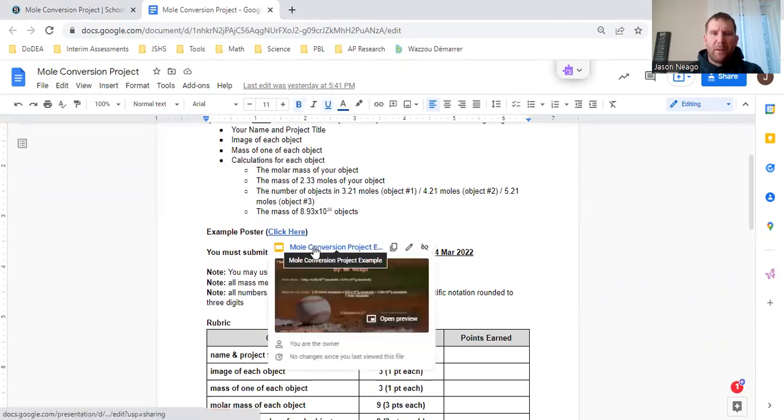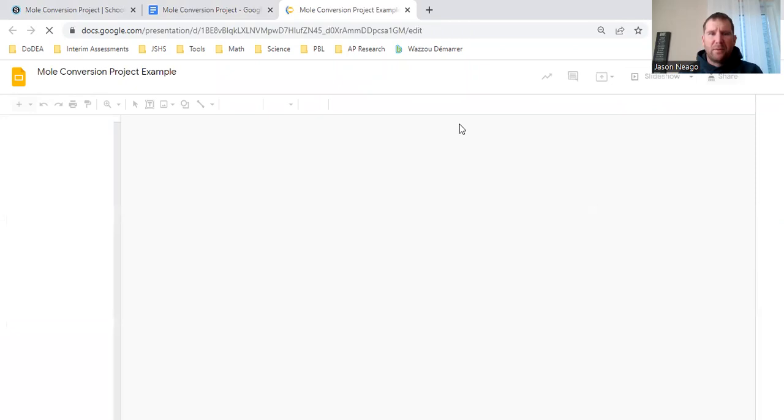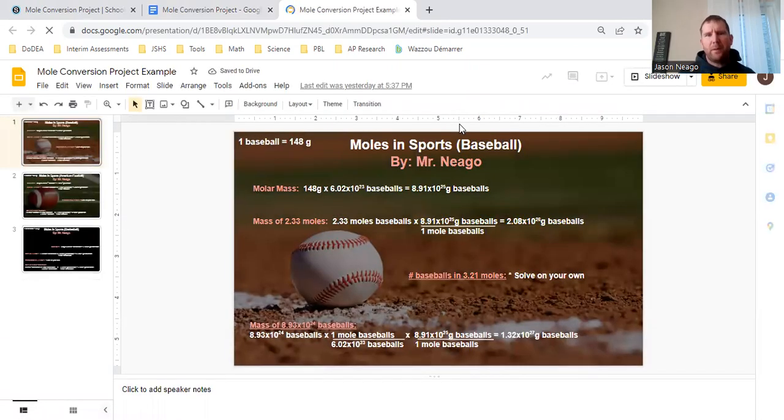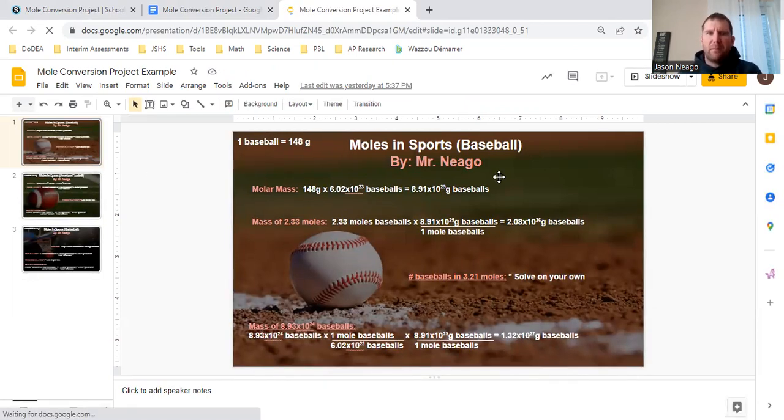Here's an example that I created and you have access to as well. So I chose to do mine using sports equipment. I have three different types of sports equipment: baseballs, American footballs, and basketballs. If I look through this and you look at the rubric, I have the name of my project, Moles in Sports, by Mr. Niego. Here is the mass of 1 baseball, and here is my molar mass.